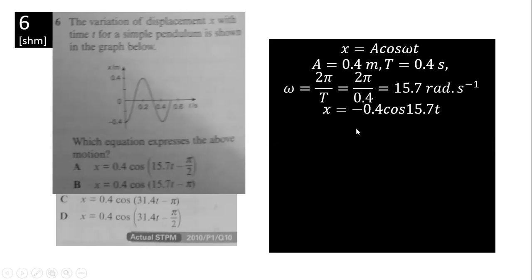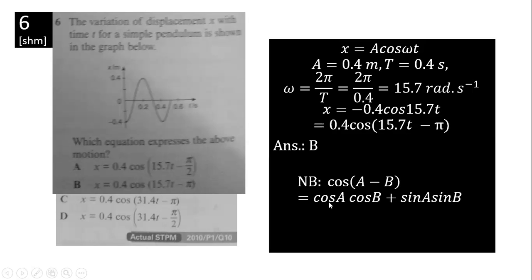Then you can rewrite that equation, minus 0.4, right? This is a minus cosine graph, 15.7 t, right? So you have to use a bit of your maths. It's a bit tricky. Okay. B or not, right? You just use this equation, that's all. So cos of A minus pi equals minus cos A.